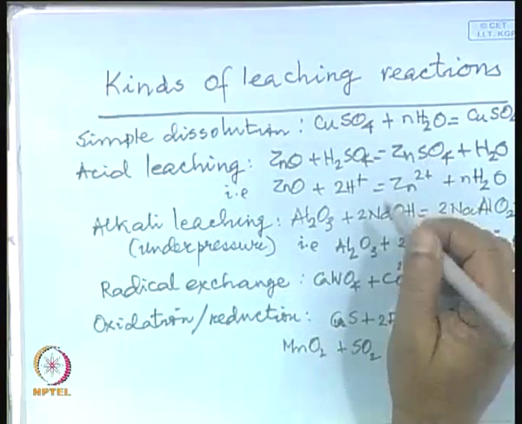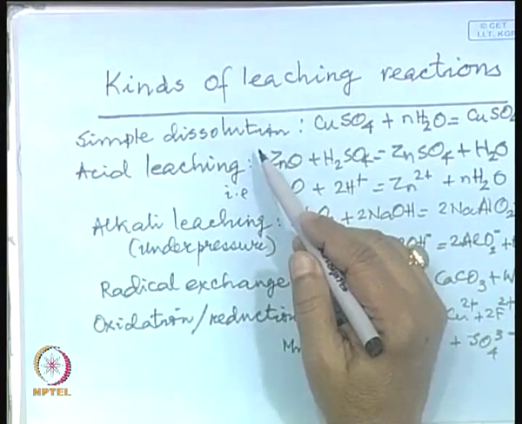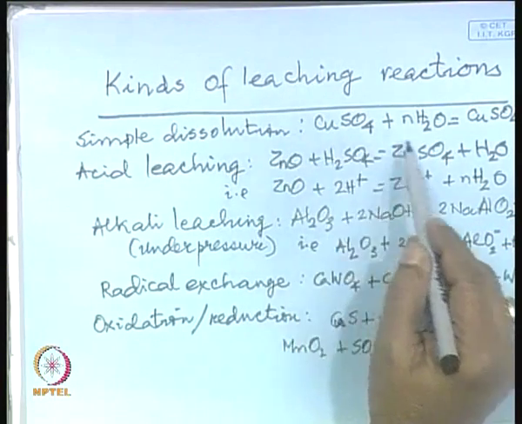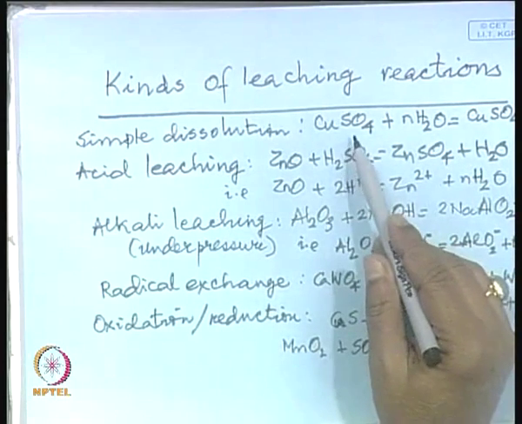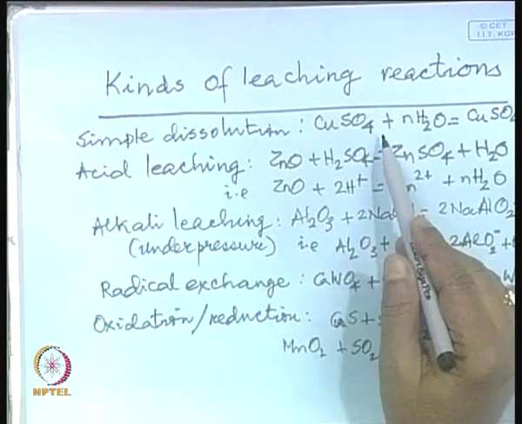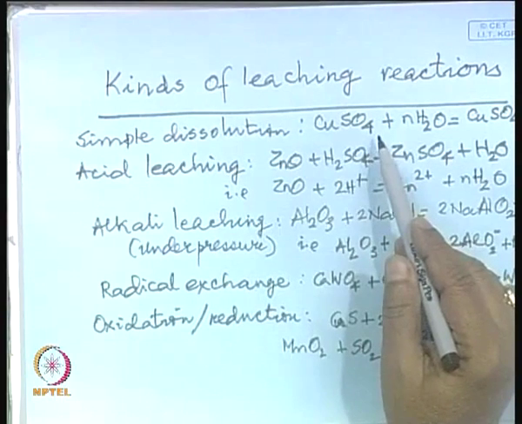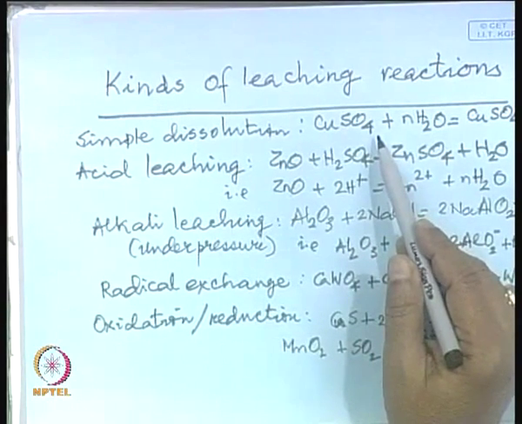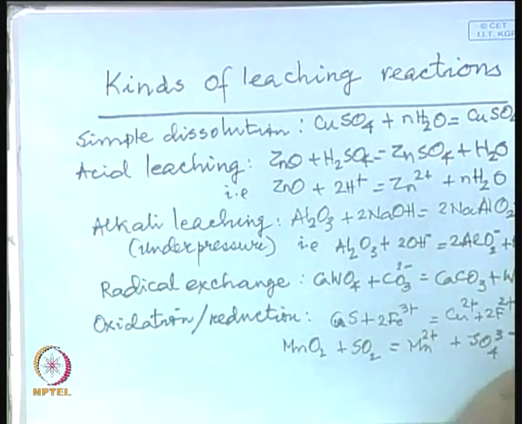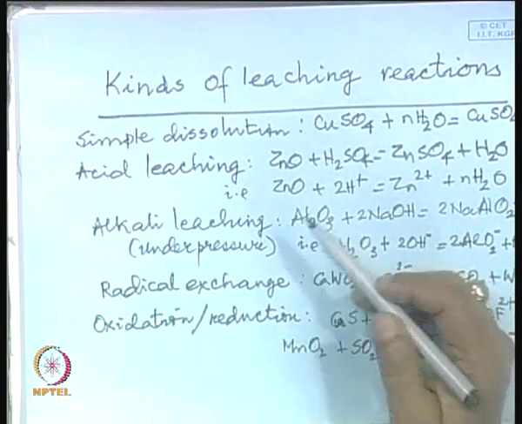Think of the kinds of leaching reactions I have here. You can have a leaching reaction which is a simple dissolution reaction, like if one has produced copper sulfate by some means, even by roasting of copper sulfide you can produce sulfate. Simply water will dissolve it, you do not need anything else.